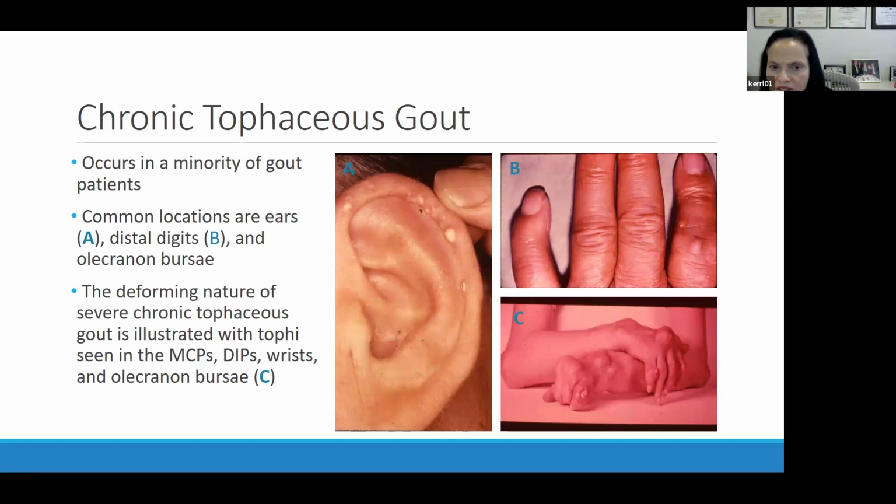Chronic tophaceous gout is something we see in only a minority of gout patients. Common locations are the ear, illustrated here, these yellowish deposits, the distal digits, here's a tophus, or the olecranon bursa. It can be quite deforming if it continues, and illustrated here you can see huge tophi. This one is draining this yellow material, and if you rub this material on a slide, you would see uric acid crystals in all directions. You can see tophi and the olecranon bursa. So it can be quite deforming and disruptive of hand function if it's not treated. And fortunately, this is a very rare event these days.